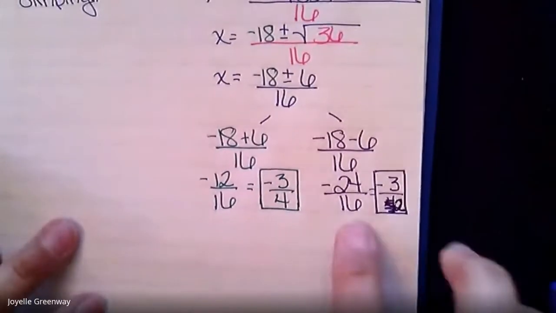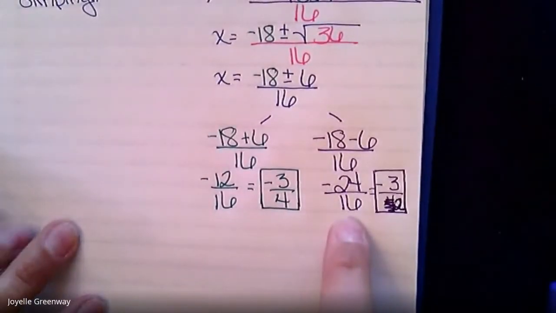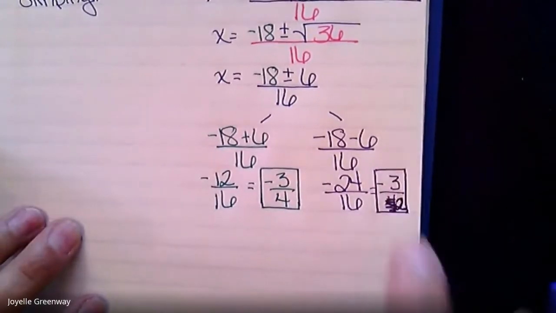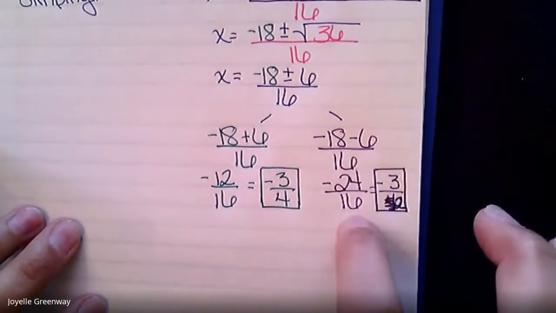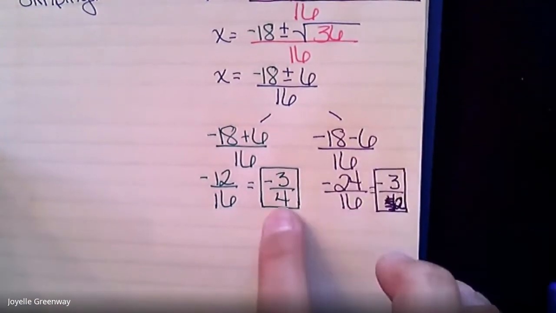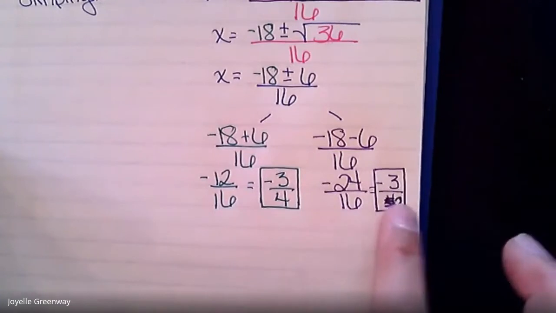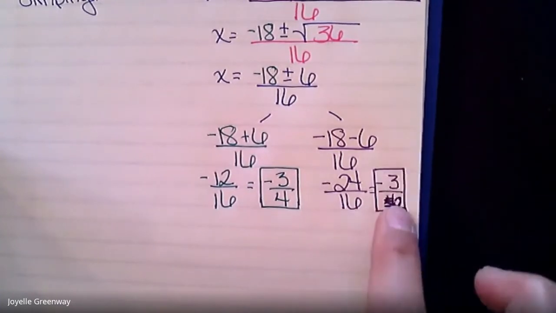Sorry, simplistic mistake there. So when I simplified my fraction here, I divided by 8 for both of those, and for some reason in my head, I was dividing by 4. So that's where I got the 4 from. So 16 divided by 8 is 2, so negative 3/2.